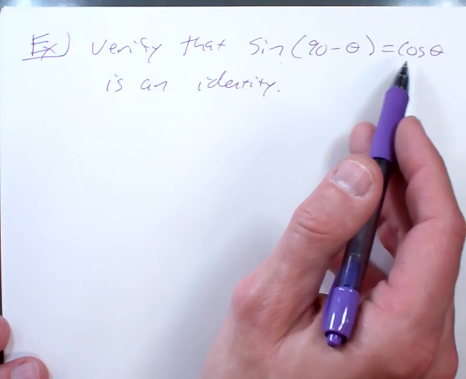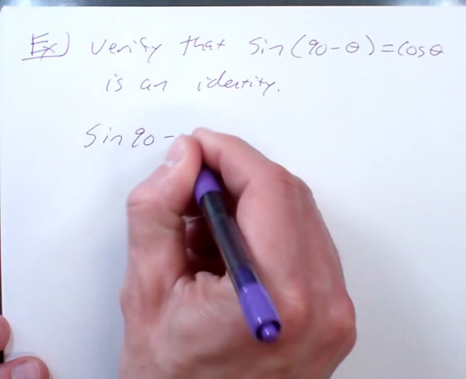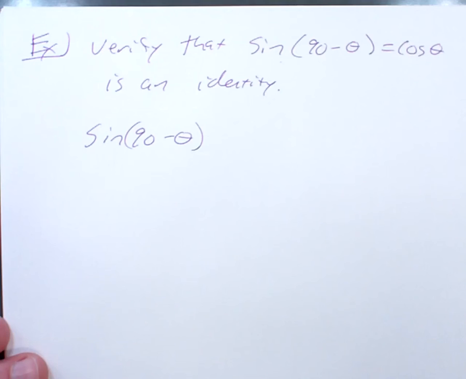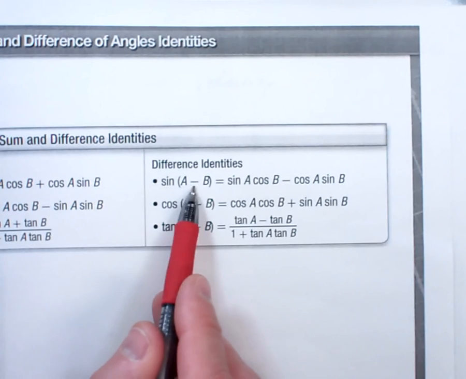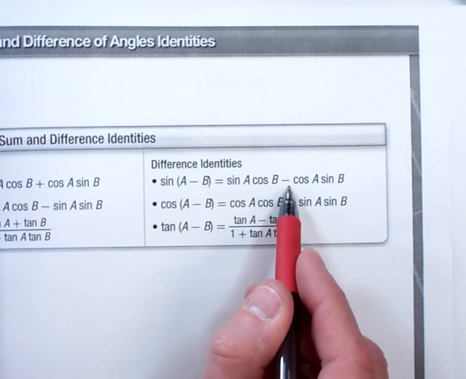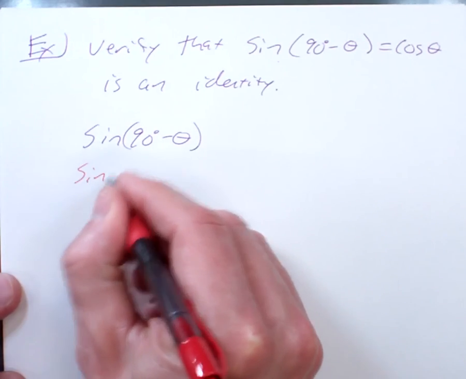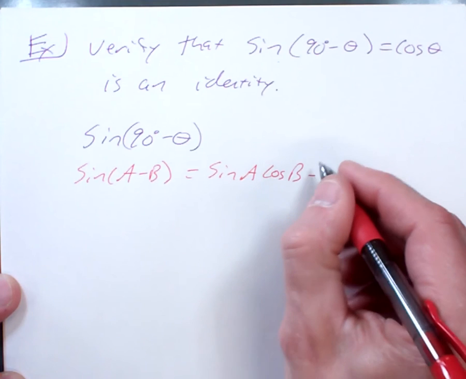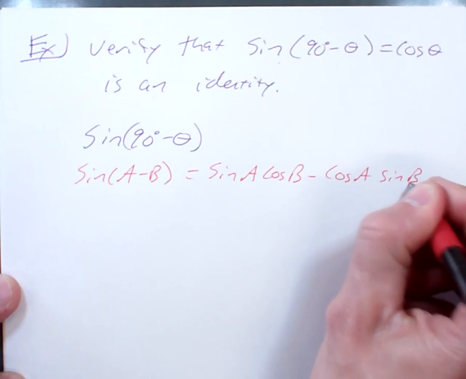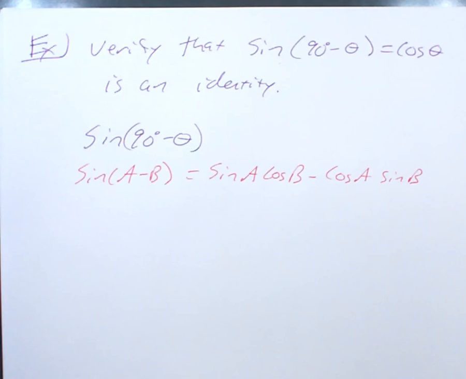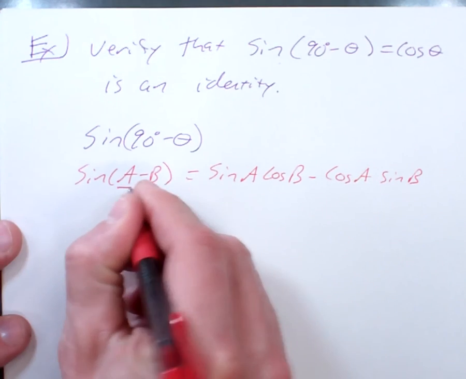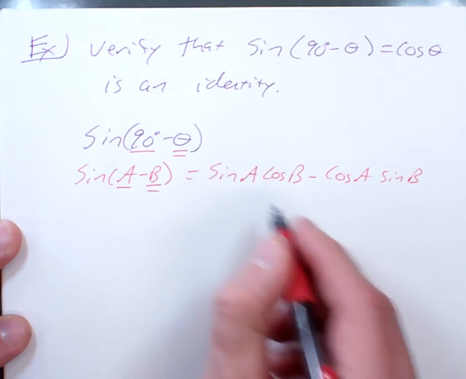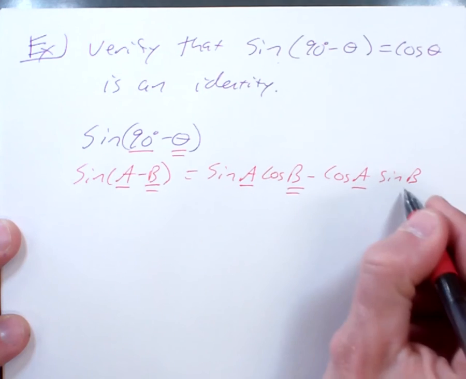So remember, we start with one side, get it to look like the other side. So if I do sine of 90 minus theta, that is a difference formula for sine, isn't it? And I have a difference formula for sine over here that I can look up. And it says sine of A minus B is sine of A cosine B minus cosine A sine B. Your A is 90 degrees, your B is theta. So anywhere you see A, you put 90 in. Anywhere you see B, you put theta in.